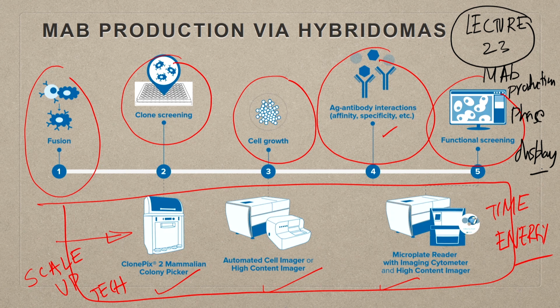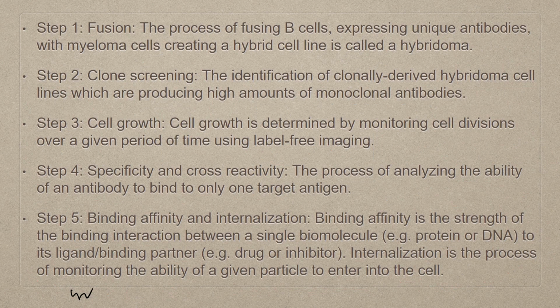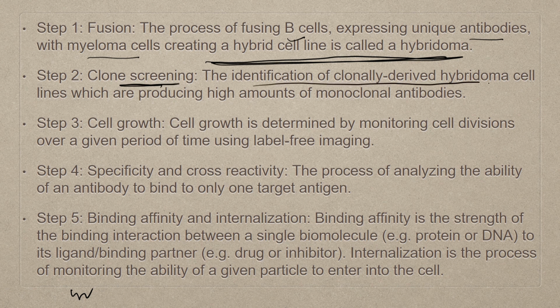So, in the last class we talked about monoclonal antibody production via hybridoma technique. Just to recap the steps before we move to the next technique. The first step in hybridoma is the process of fusion of B cells expressing unique antibodies with myeloma cells, creating a hybrid cell line called hybridoma. Then clone screening, identification of the clonally derived hybridoma cell lines which are producing high amounts of monoclonal antibodies.